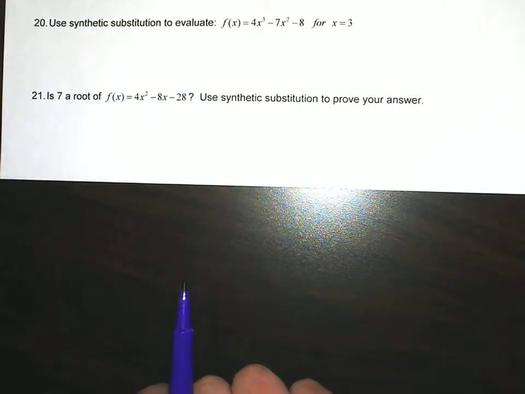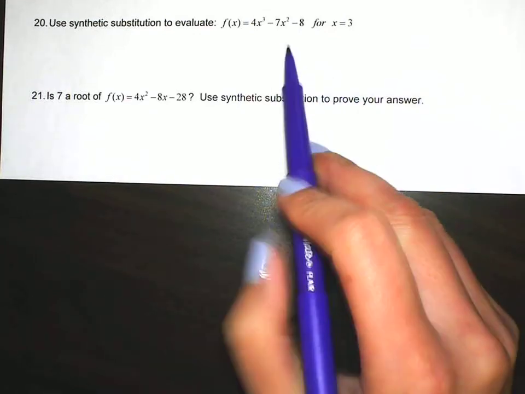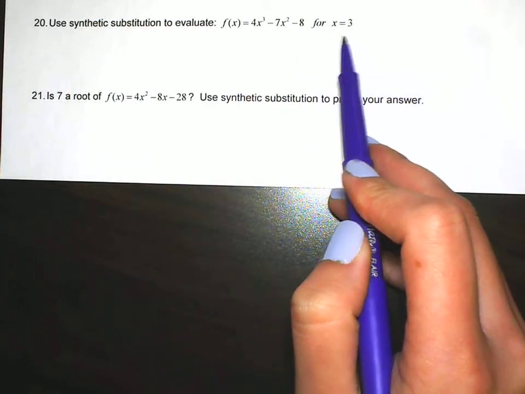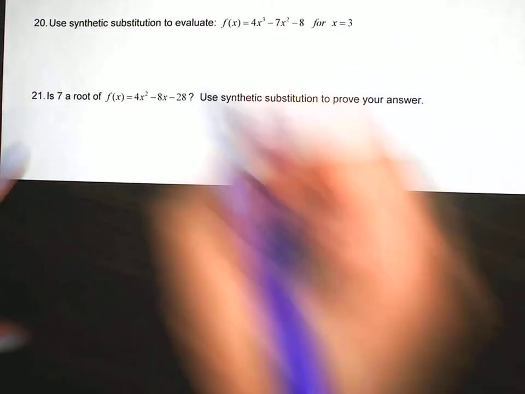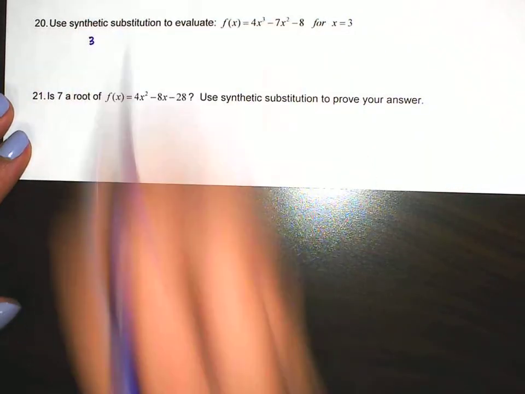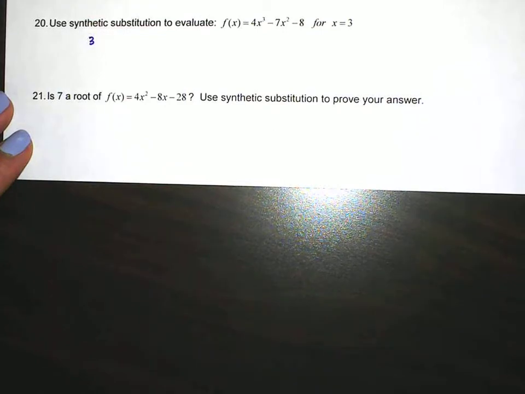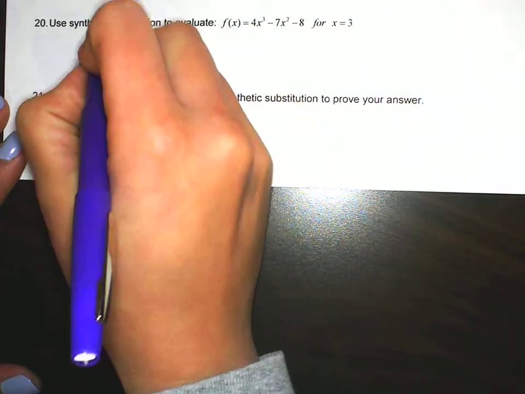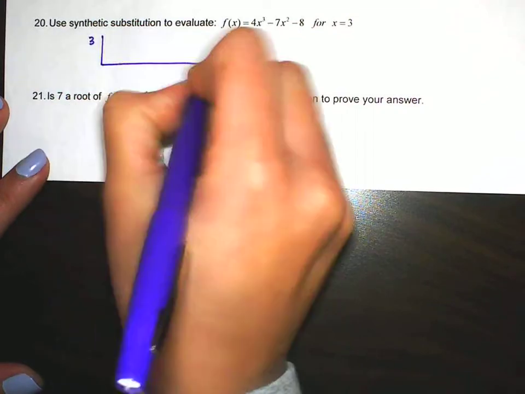For number 20 and 21, we're going to use something called synthetic substitution. It looks a lot like synthetic division, just a tad bit different. The answer is going to be a little bit different, but the process itself is going to be the same. So notice x equals 3. They're telling you it equals 3, so that's the number you're going to put on the outside. You don't have to change the sign for this problem, because it tells us it equals 3. So we're going to start off with 3 on the outside.